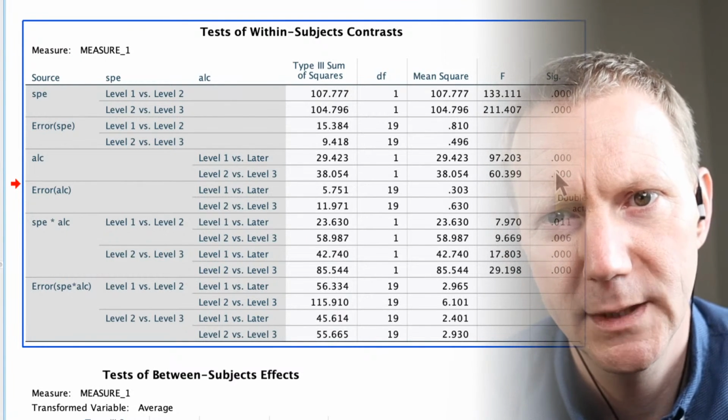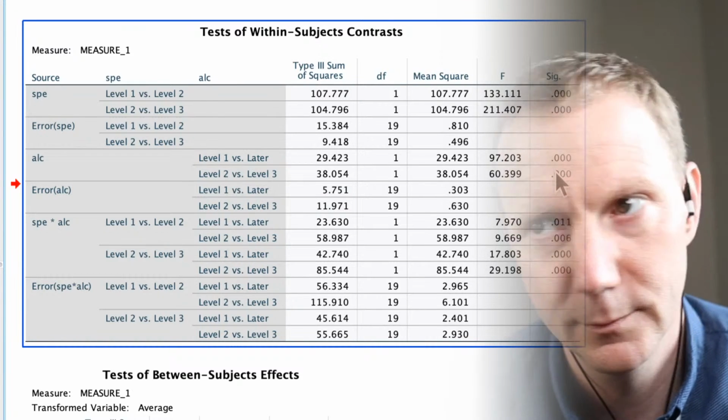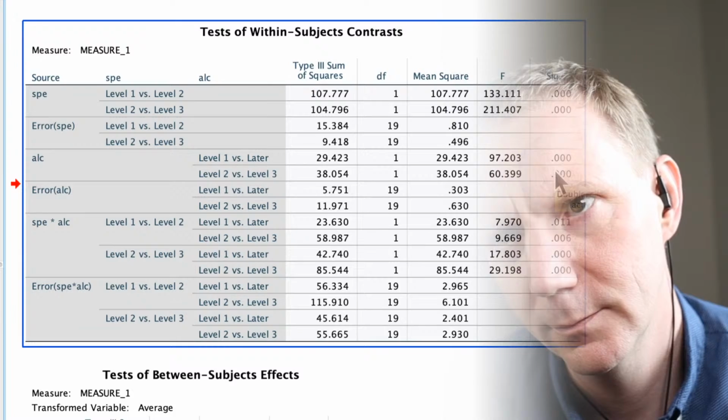Can I ask a question? Yeah. How do you know which contrast we're supposed to use for each test?